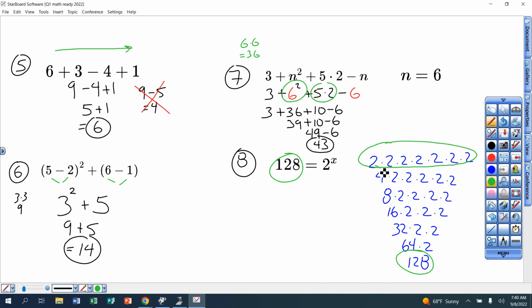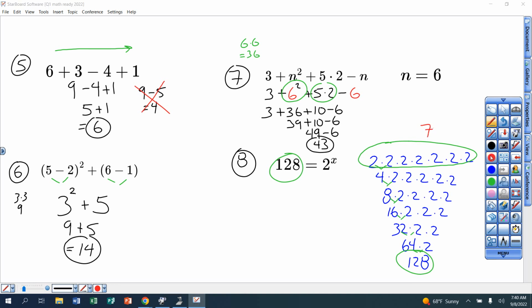2 times 2 gives me 4. That's 2 of them. 4 times 2 gives me 8. That's 3 of them. 8 times 2 gives me 16. That's 4 of them. 16 times 2 gives me 32. 5 of them. 32 times 2, 64. 6 of them. 64 times 2, 128. 7 of these. 1, 2, 3, 4, 5, 6, 7.